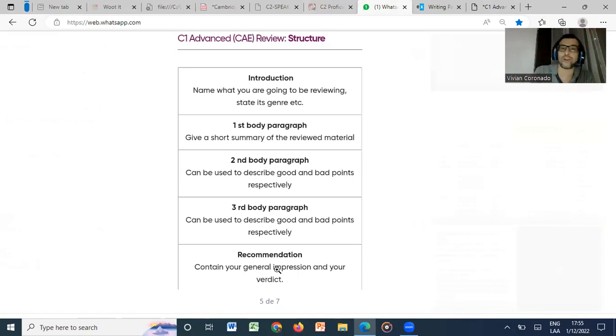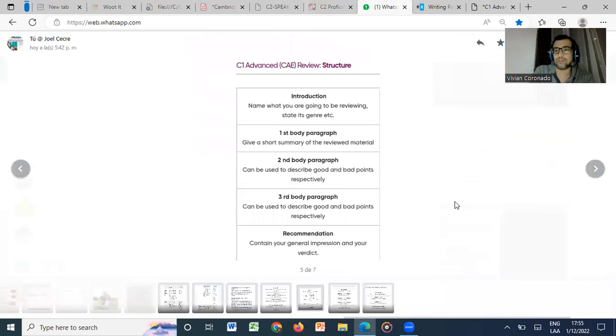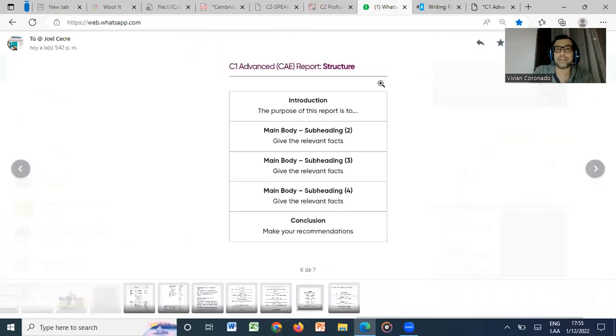So this is the structure of the review. If you want to choose the review, let's go with the other one. In this case, it is the report. This one, please pay attention if you're going to be choosing a report. The report is also formal. Very important. It's formal. So for the report, we always need to write subtitles. Okay, we always need to write subtitles for the report.